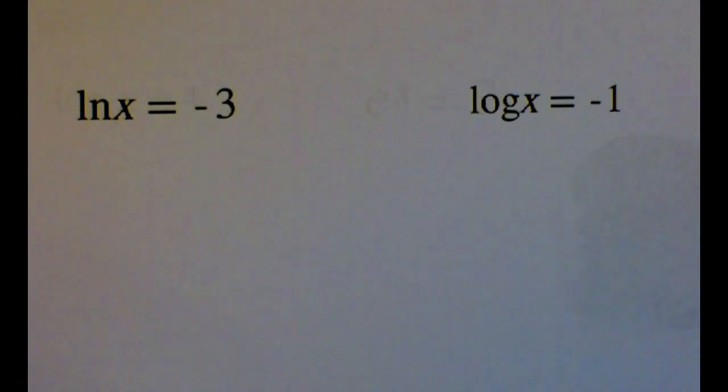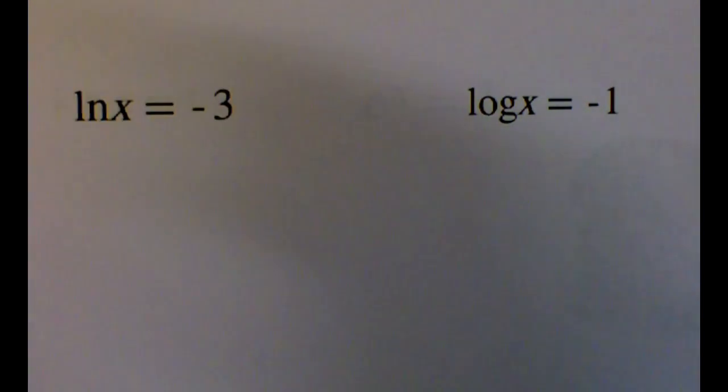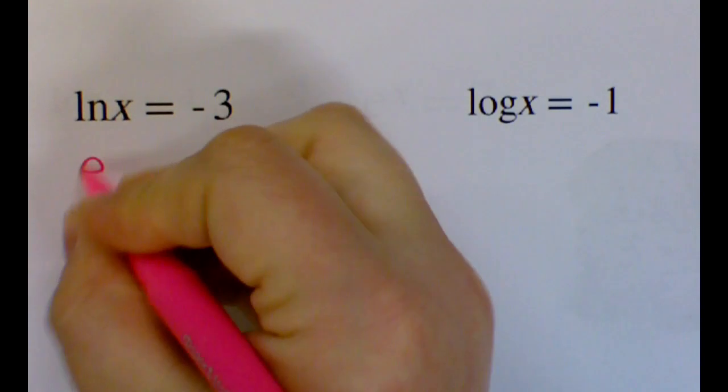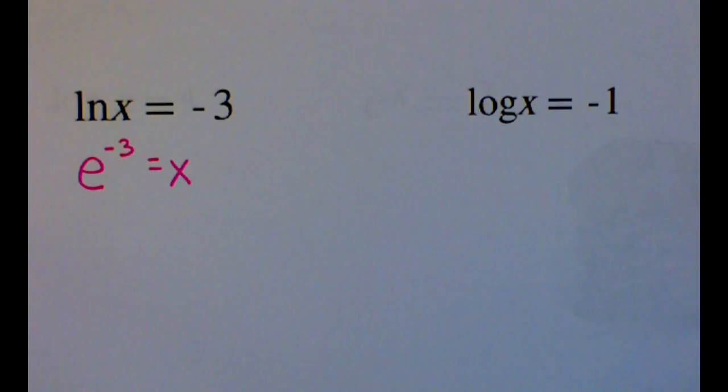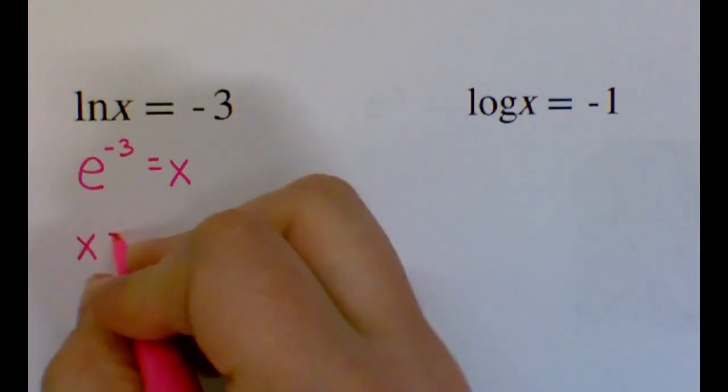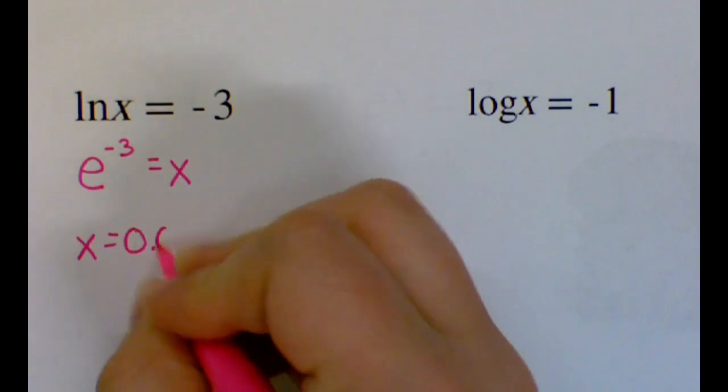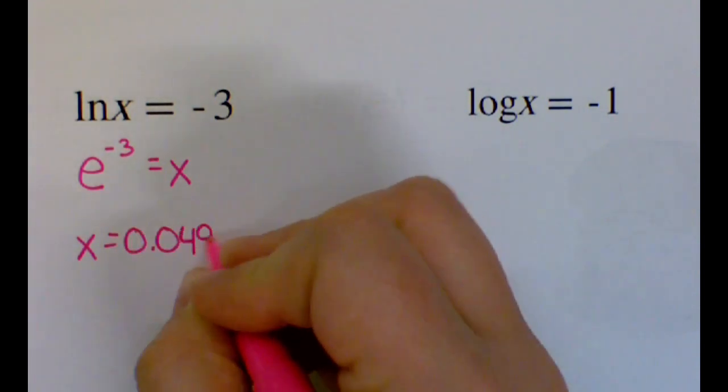Natural log of x equals -3. Well, that's not a log equals a log, but I could rewrite it as an exponent. The base of natural log is e. The power would be -3 to equal x. Type that in my calculator, e to the -3rd power. X is about 0.0498.